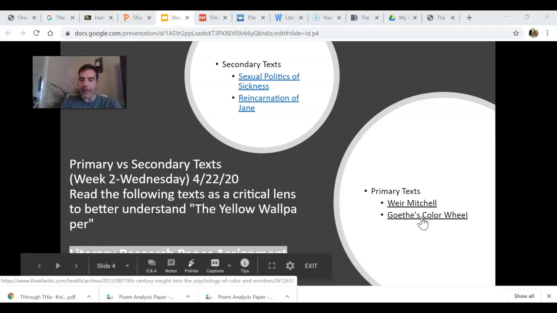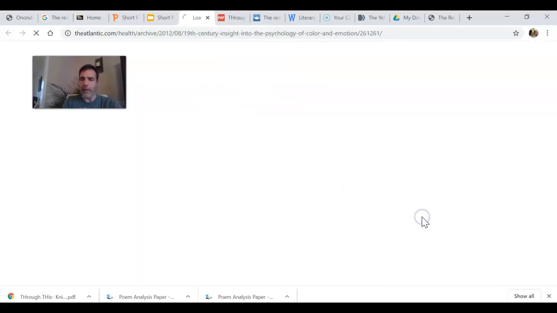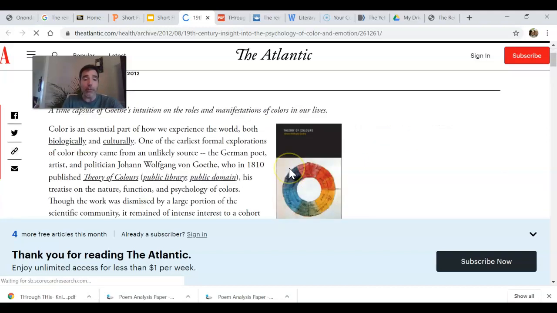And so I'm going to click down here. I have Goethe's color wheel. And so obviously yellow plays a big component in here. The wallpaper is described with something like 20 different shades of yellow throughout the story. And so if we go to Goethe's color wheel, we see this 19th century, so 1800s, insight into the psychology of color and emotion.